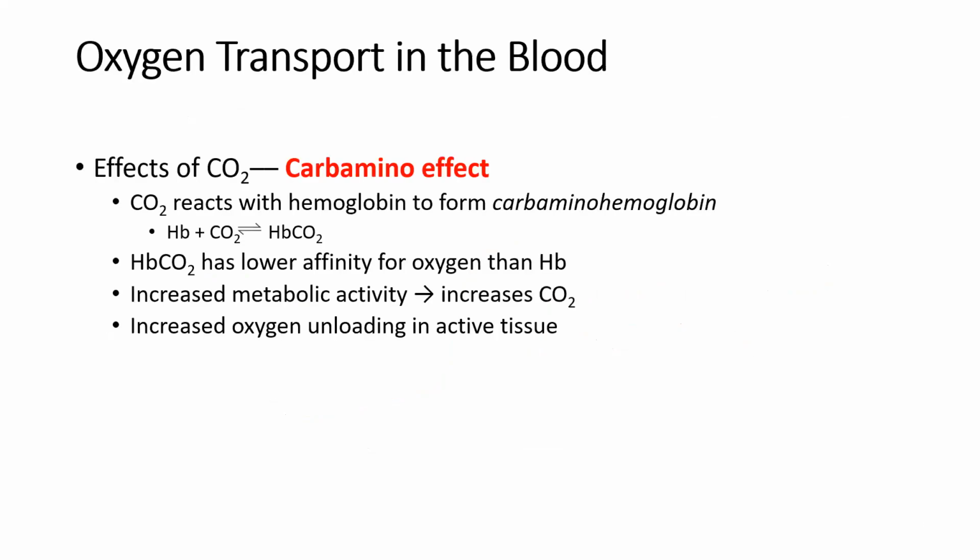Another thing that can influence our curve, or can influence the way that hemoglobin wants to bind to oxygen, is carbon dioxide. So this brings us to looking at the carb-amino effect. Carbon dioxide is going to react with hemoglobin to form carb-amino hemoglobin. So we can bind that carbon dioxide onto hemoglobin to a lesser extent. We talked about that, and that would produce carb-amino hemoglobin.